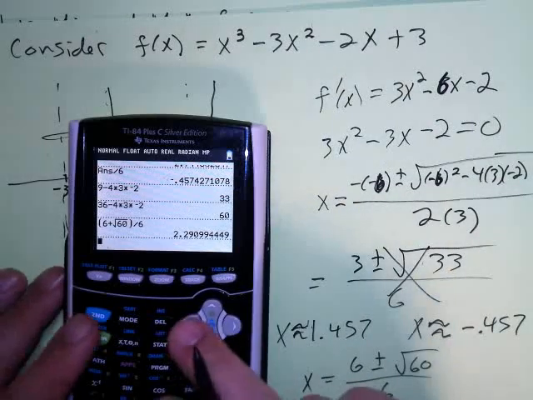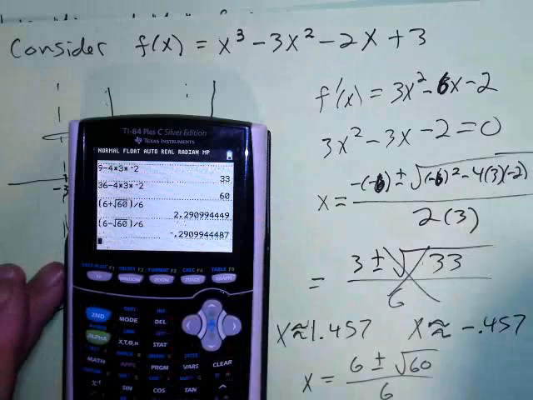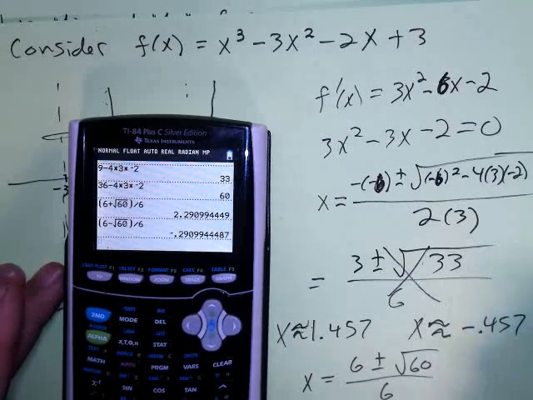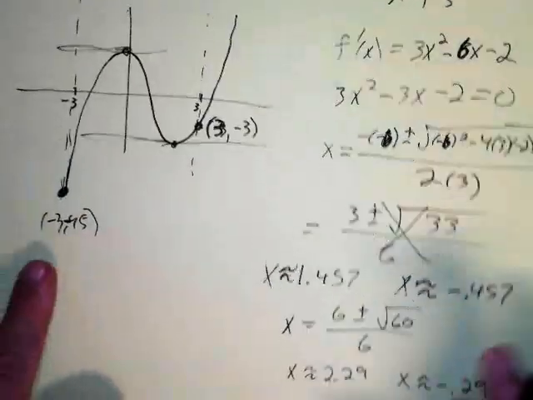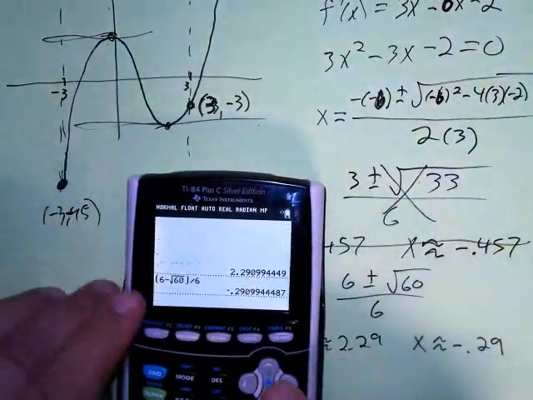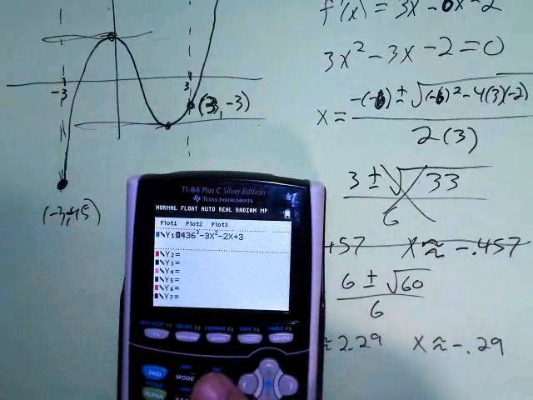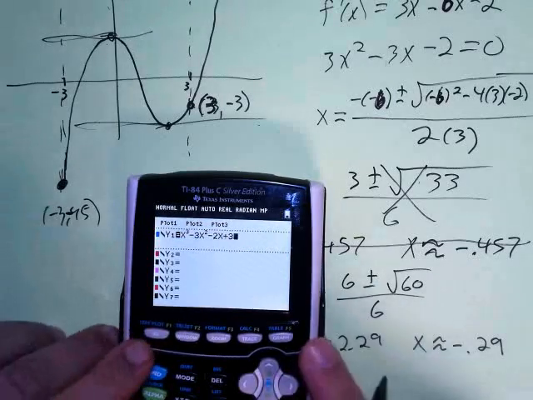So I get 2.29, and with the minus I get approximately negative 0.29. So these should have been my roots, not what I got up above. And so now let's plug these in. I think I accidentally typed something there that I shouldn't have. So x cubed minus 3. Okay. So let's see what happens.